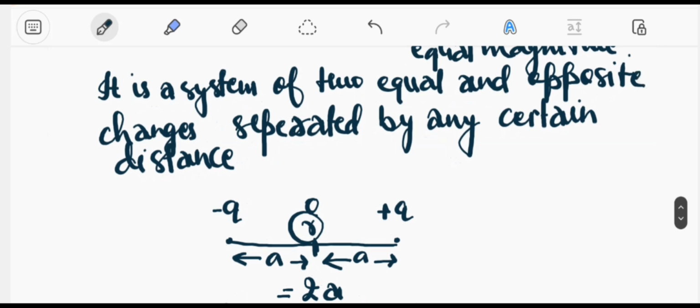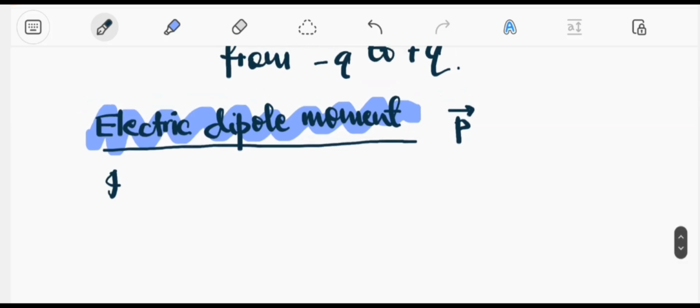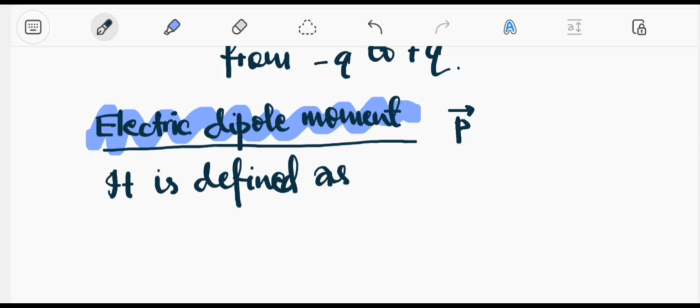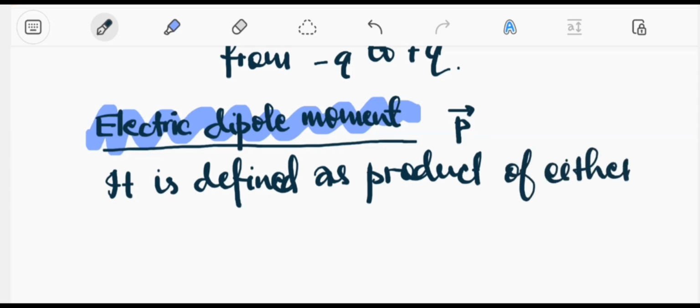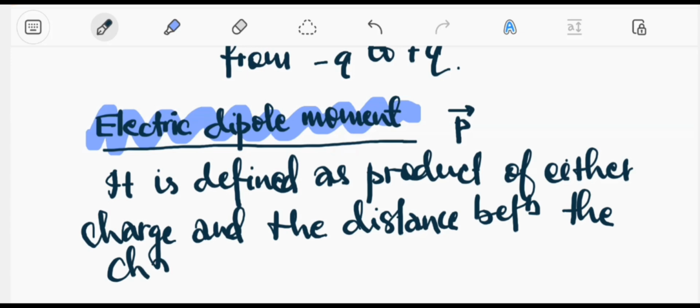Now what is electric dipole moment? When we talk about the electric dipole moment, it is denoted by p vector, and we can define it as the product of either charge and the distance between the charges, that is the length of the dipole.